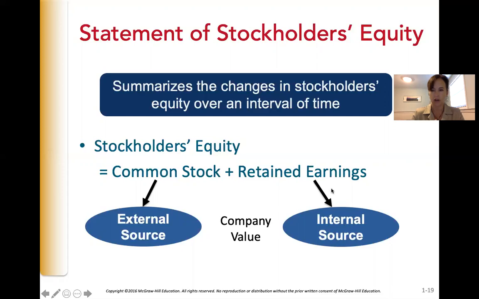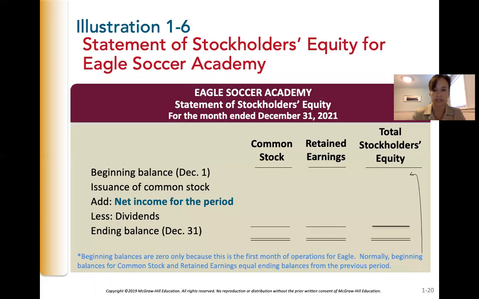The other part of the owner's claim on the company's resources could be from earnings of the company. So we also have this other component of stockholder equity called retained earnings. So retained earnings, that's all the earnings that the company's made over its entire lifetime that they've kept within the company. So we're going to do this statement of stockholder equity.